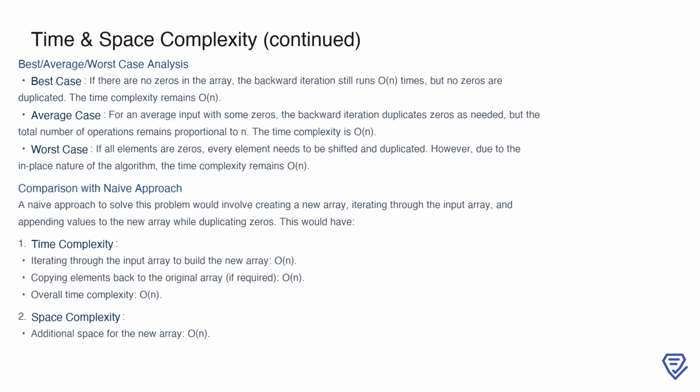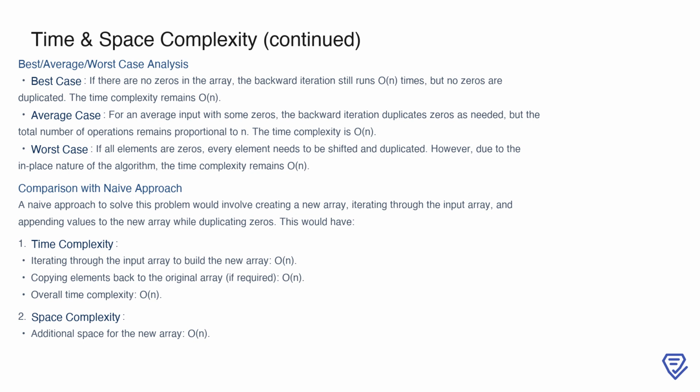Let's consider the best, average, and worst-case scenarios for the algorithm. In the best case, where there are no zeros in the array, the backward iteration still runs n times, but no duplication of zeros occurs. As a result, the time complexity remains O(n). In the average case, with an input containing some zeros, the backward iteration duplicates zeros as needed. However, since the total number of operations is still proportional to n, the time complexity remains O(n).